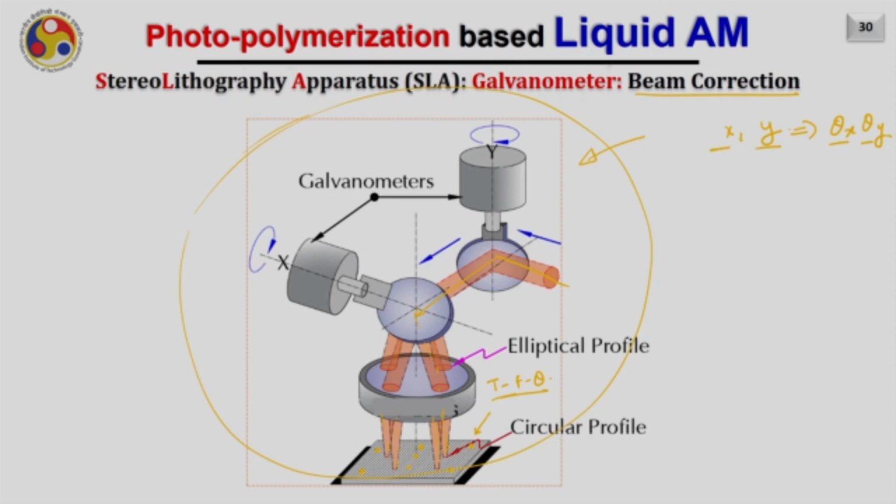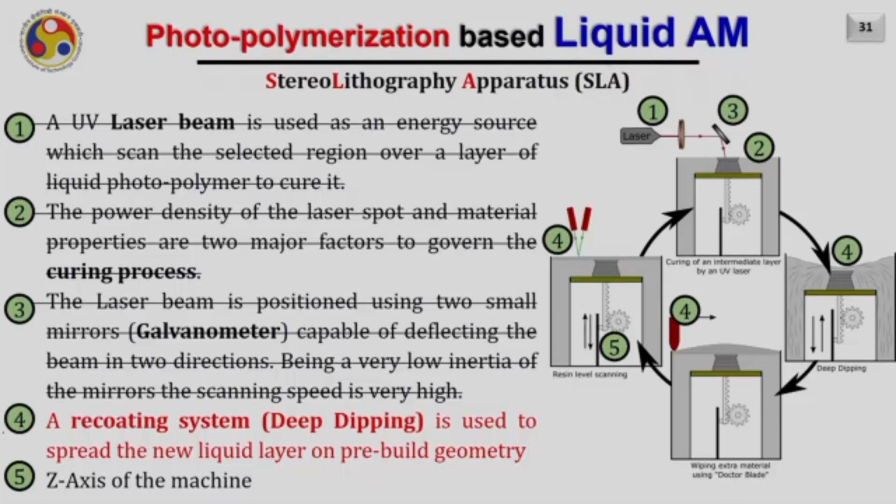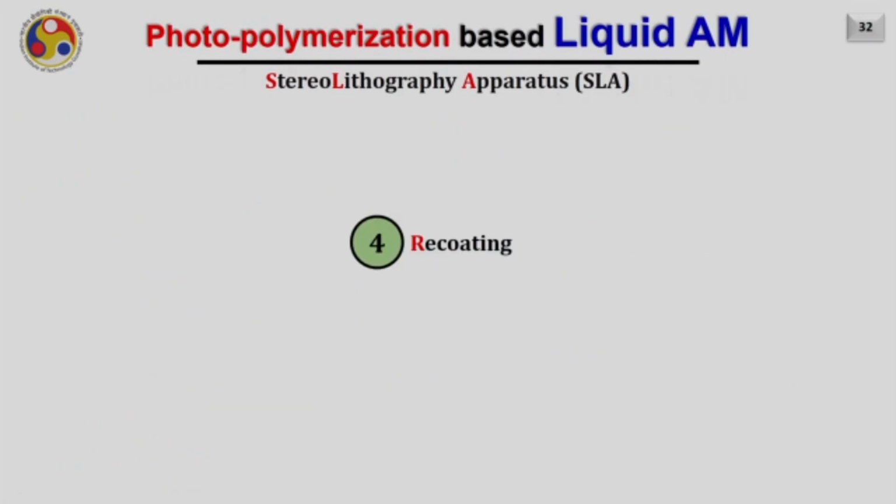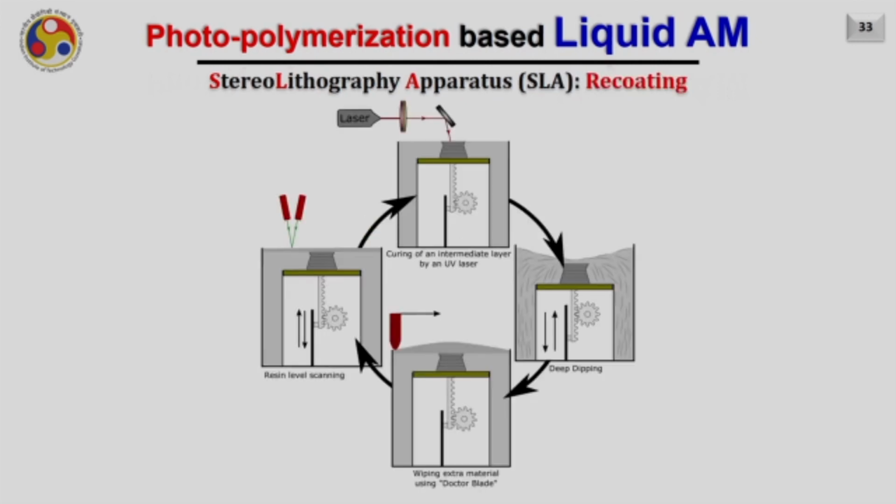Now we shall discuss the recoating system in the SLA. So far we have already discussed the laser beam, basically the fundamentals of the laser beam. Also we have seen the laser curing, and now we just discussed the third subsystem, that is the galvanometer, along with the other optical systems. Now let us move to the fourth subsystem of the SLA machine, that is the recoating system. The recoating system basically consists of three main steps.